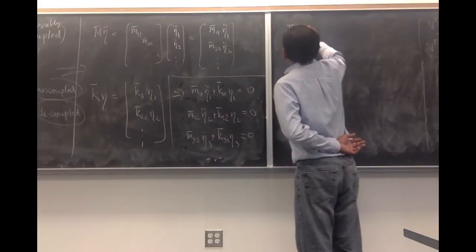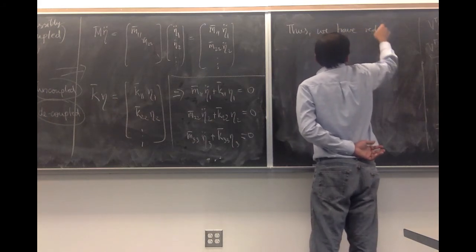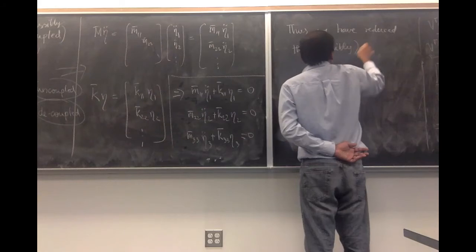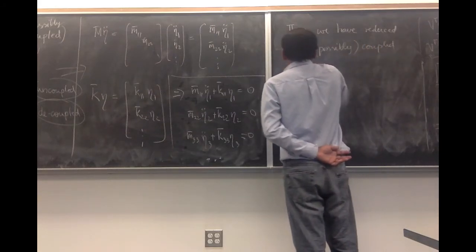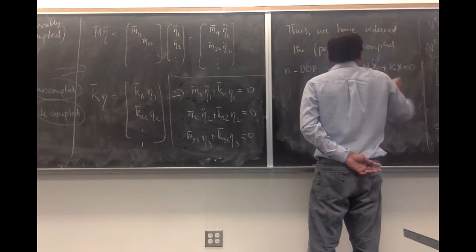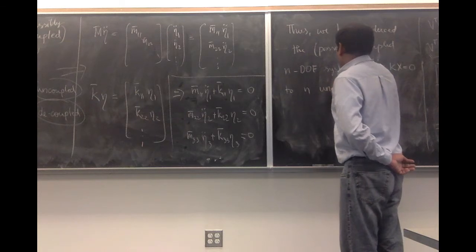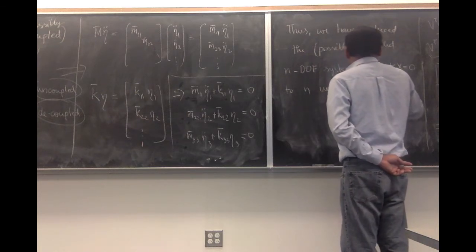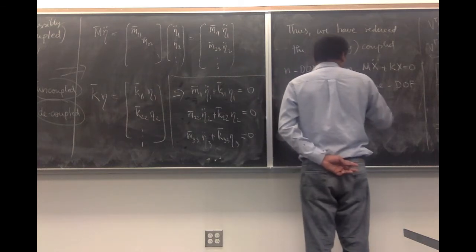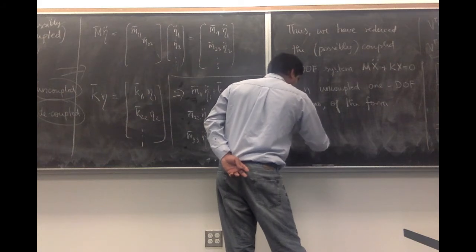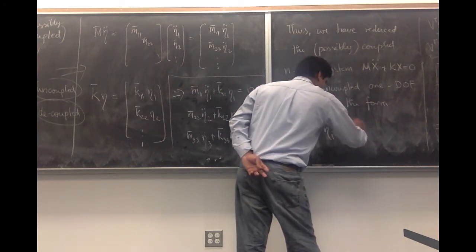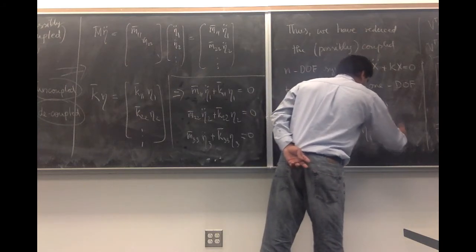So thus, we have reduced the possibly coupled n degree of freedom system M x double dot plus K x equal to 0 to n uncoupled 1 degree of freedom systems of the form M I bar eta I double dot plus K I bar eta I equal to 0.